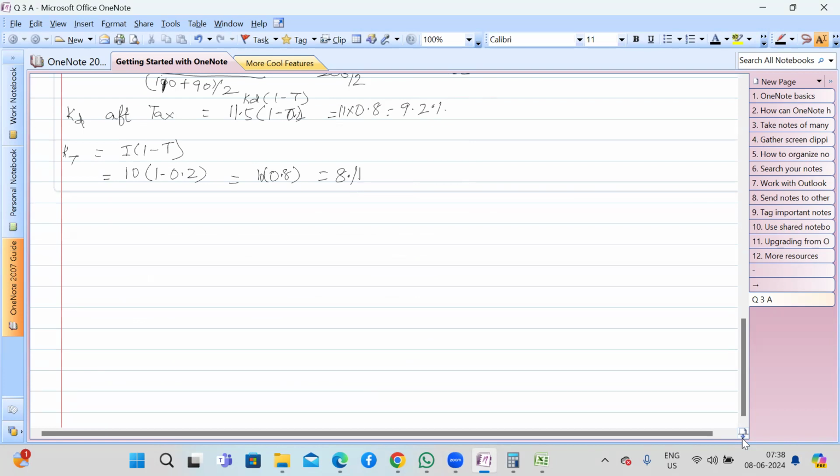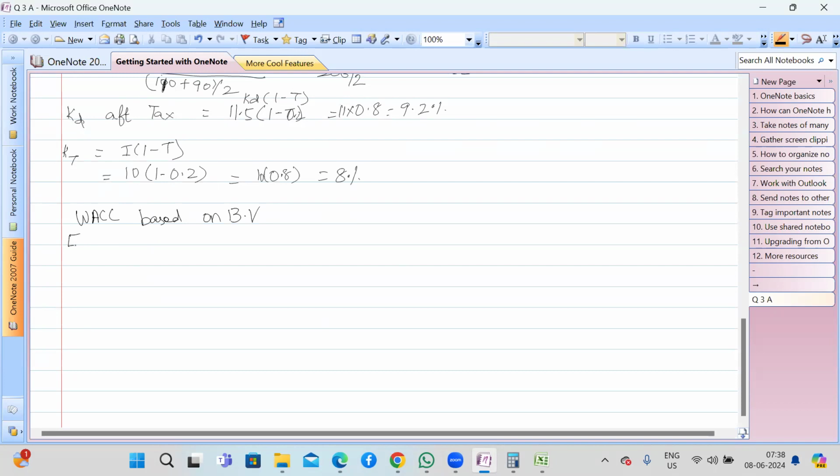So now I'm going to calculate the weighted average cost of capital. We have everything, so first I'm going to calculate it based on book value.